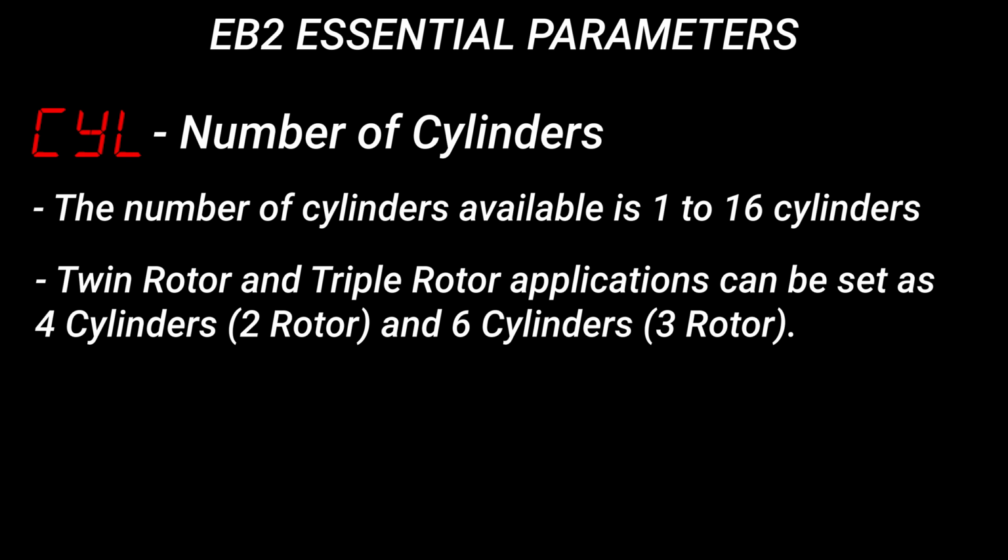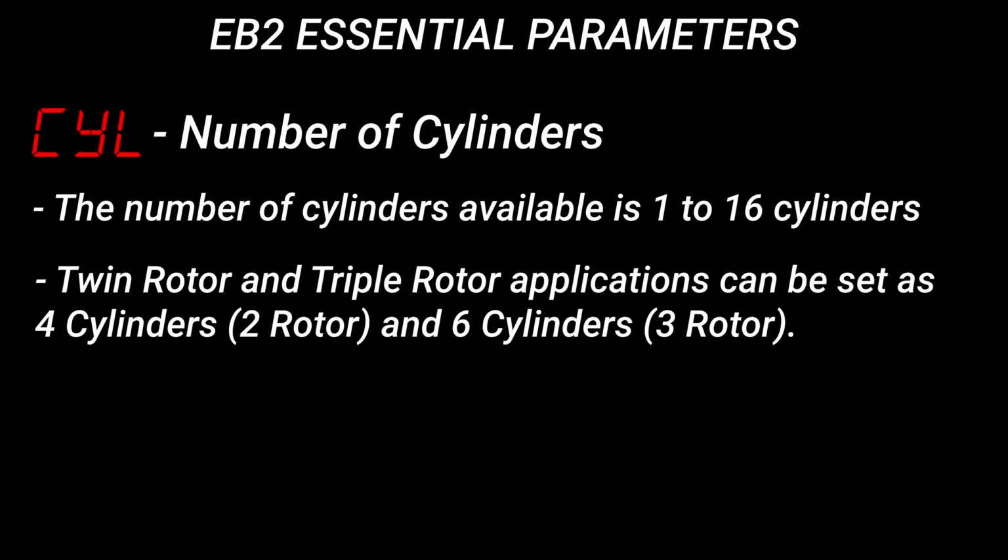Press the mode button to enter the menu and adjust the values using the up and down arrow buttons. For this example, we will say that this is a 6-cylinder engine. Press the mode button again to save the desired settings. You should now see CYL and the saved value cycling.